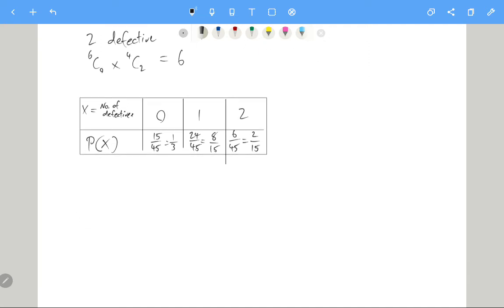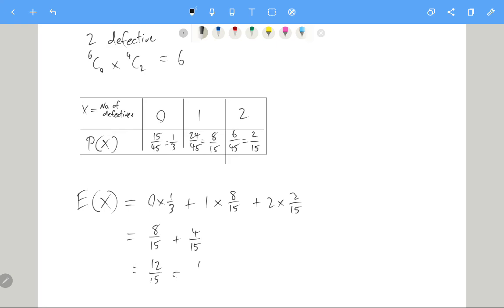Alrighty, and the final part of this is to now calculate the expected value, which is E of X. And in this case, we're going to get 0 times a third plus 1 times 8/15 plus 2 times 2/15, which is 8/15 plus 4/15, which is 12/15. So you would expect to get 12/15 of a defective item. That's the expected value of X, 12/15. So that would be 4/5 of 1.